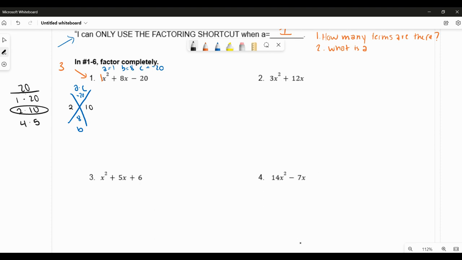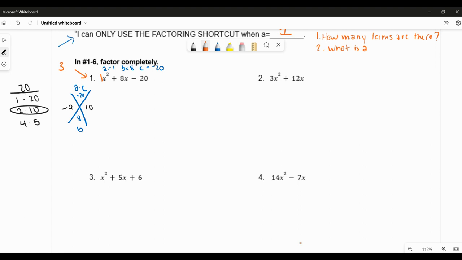So I know that I'm going to have 2 and 10, but it's a negative 20 up there. So for 2 numbers to multiply to a negative, one of them has to be negative. If it was 2 minus 10, that would give me negative 8. So it's got to be 10 minus 2. These are our 2 numbers, okay?